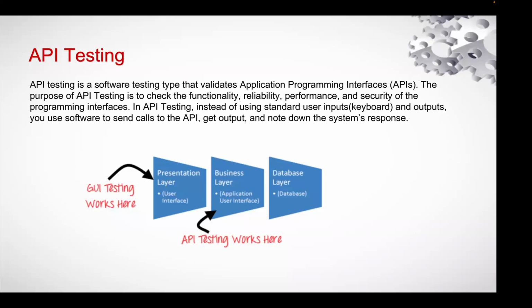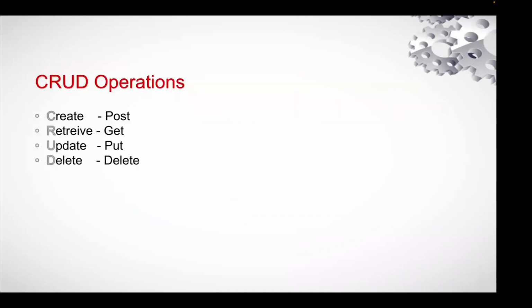So for that, in API testing, we have different types of operations, frequently called CRUD operations: create, retrieve, update, and delete. Create is if you want to create a new record, or create anything, so we simply use the POST call.